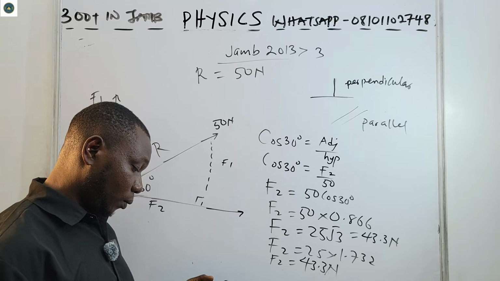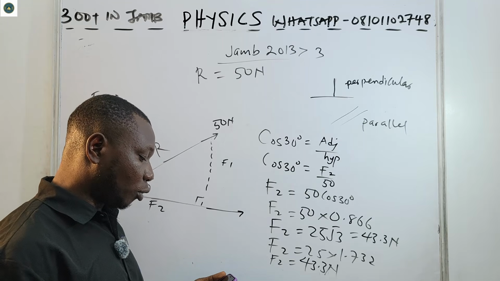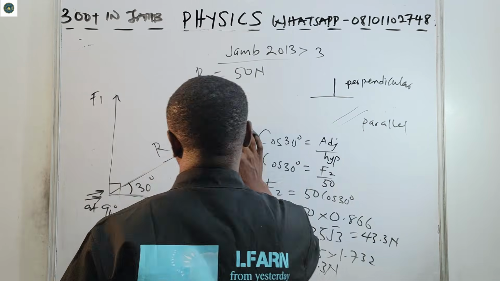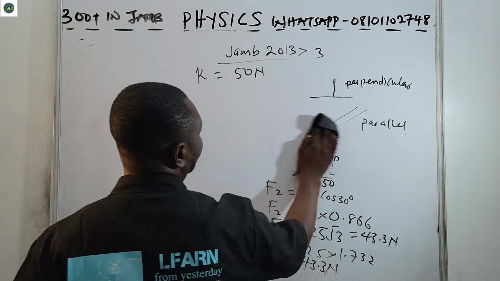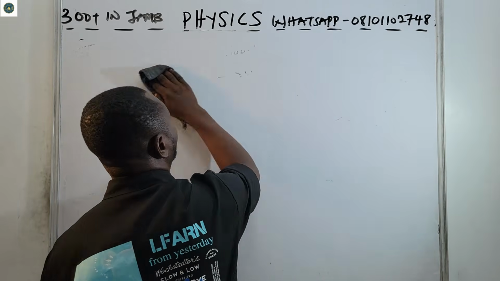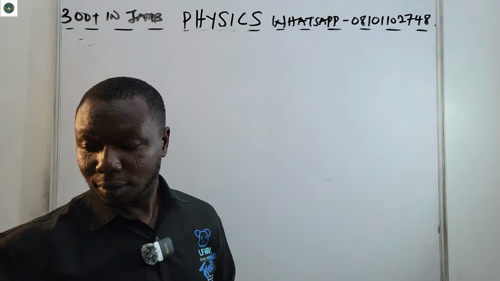Okay, more questions. A boat travel. Let's see, JAMB 1994, on vectors. Remember, vectors have magnitude and direction.